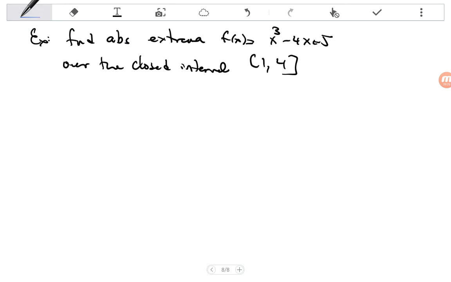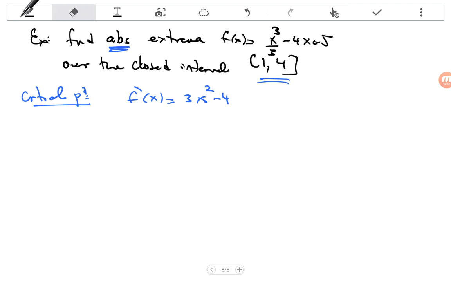Now he's giving me a closed interval to check for the absolute extremes. So I will need to find the critical points of that function. To find the critical points, I check f dash, which is 3x squared minus 4 over 3. So that would be x squared minus 4.